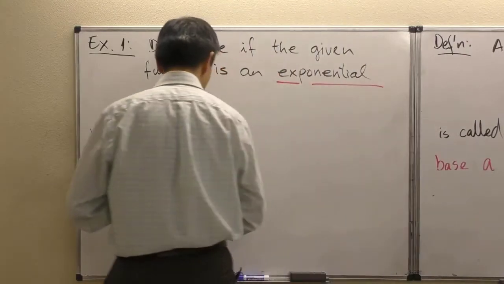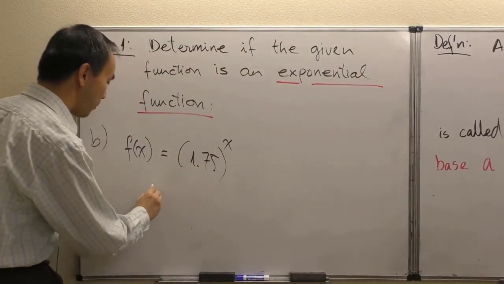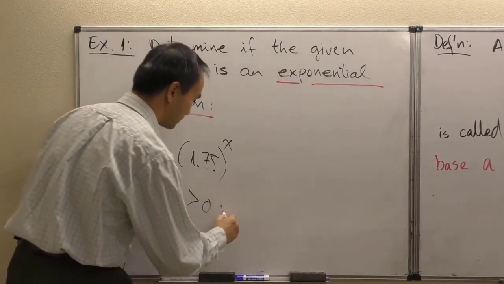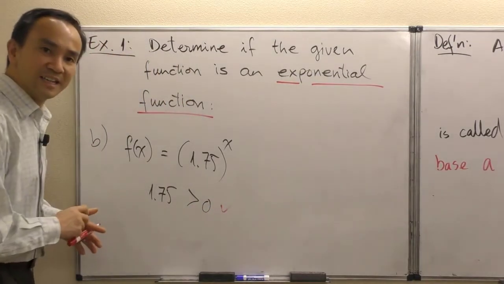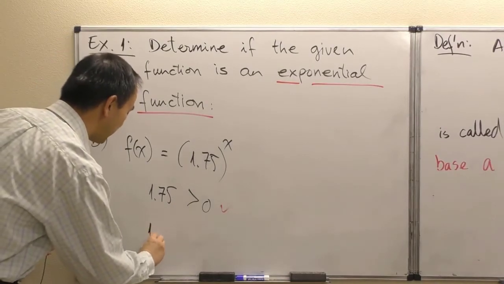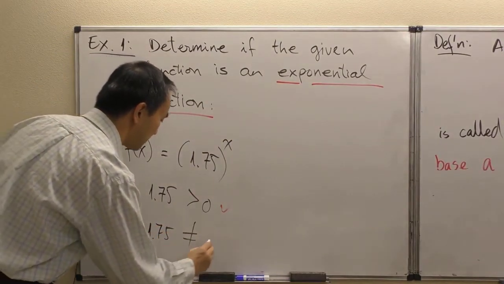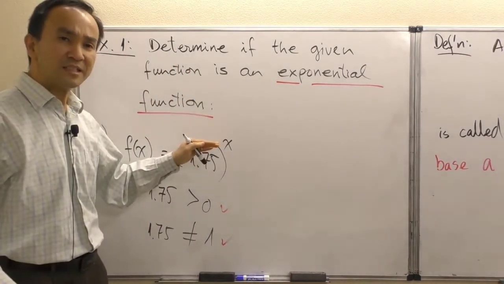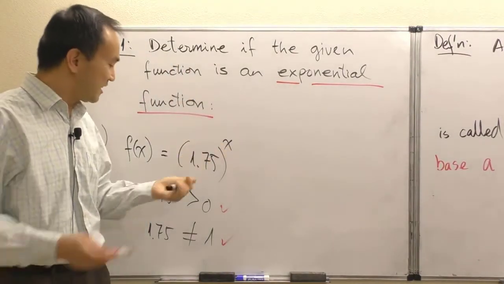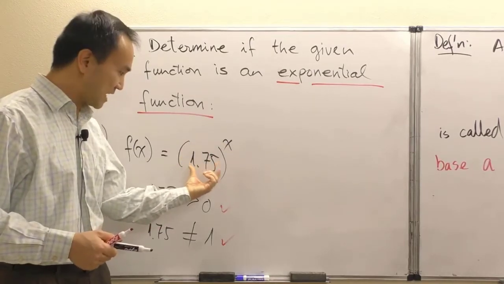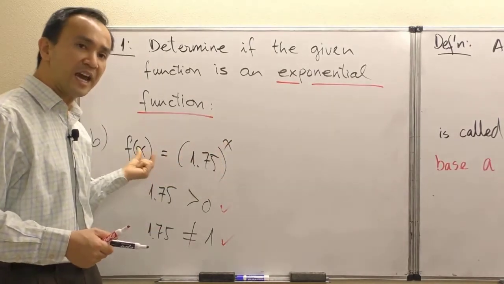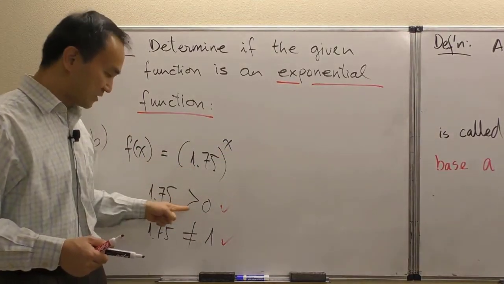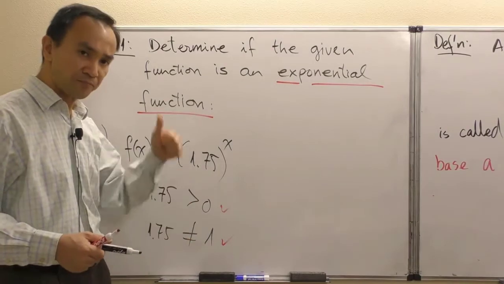Back in this problem, yes, 1.75 as the base is already positive. No one can argue about that. And 1.75 is clearly other than 1. So that's another requirement that passes. It's in an exponential form, where it has a given base, and once that base is given, it's raised to an exponent that is the input of our function. That's the first thing. And then the base is positive and the base is other than 1. Now we're good to go.